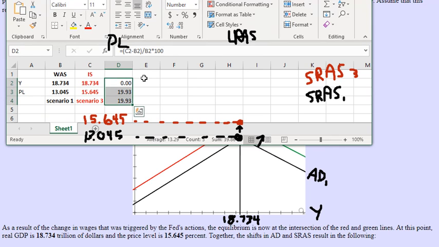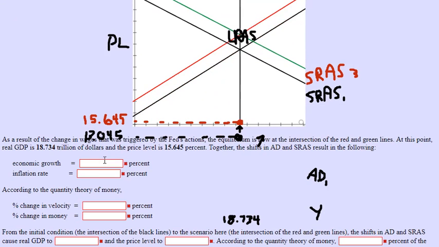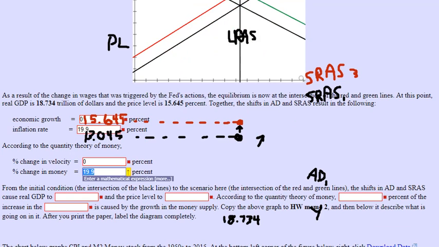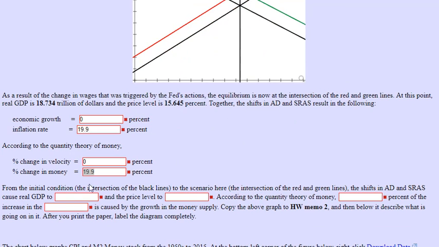Now I'm going to change this to 1 decimal place. So the inflation rate and the money growth rate end up being 19.9 each. So the economic growth rate is 0. Inflation rate is 19.9. Again, in the classical model, percent change in velocity is 0. So this inflation is from the excessive growth of money when the Fed stimulated the economy. Let me go ahead and erase all that stuff.